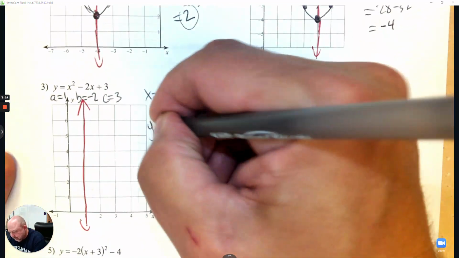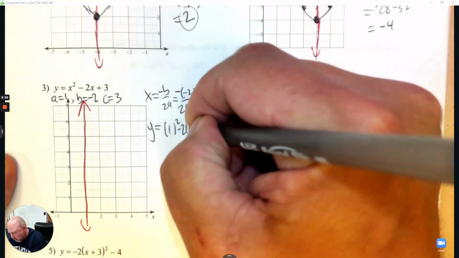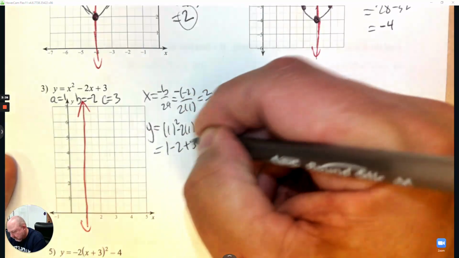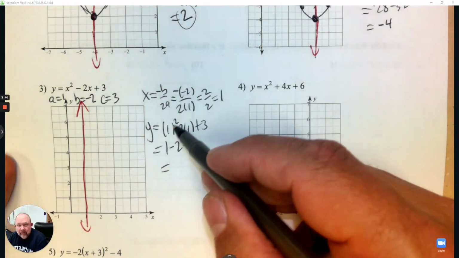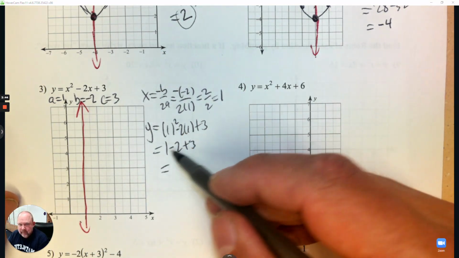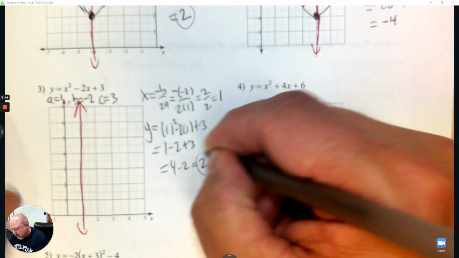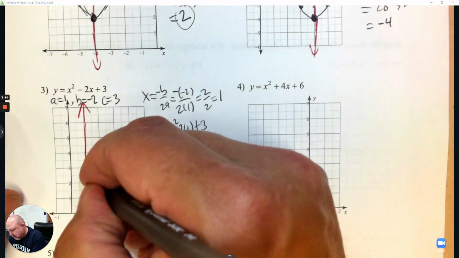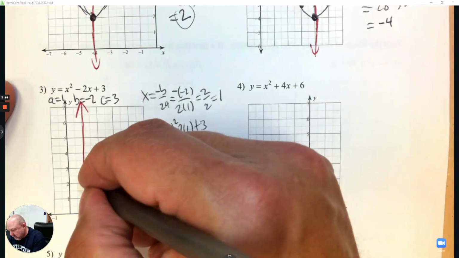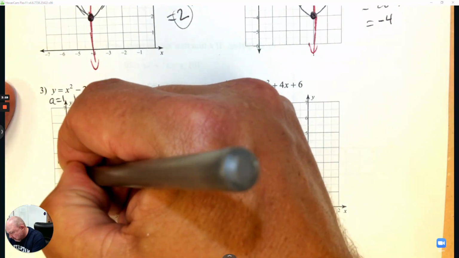Y equals, where there's an x, put in 1. And then solve it. So 1 times 1 is 1. Negative 2 times 1 is negative 2. I would go 1 plus 3 and then subtract 2. And then you have the other number you need. So go up 2 on that red line. And then the last thing, A is equal to 1. So from here you go up 1 and then to the right and to the left. And then draw your parabola.